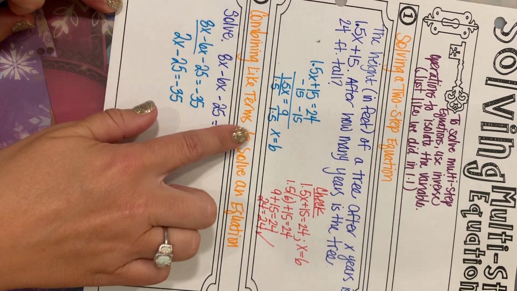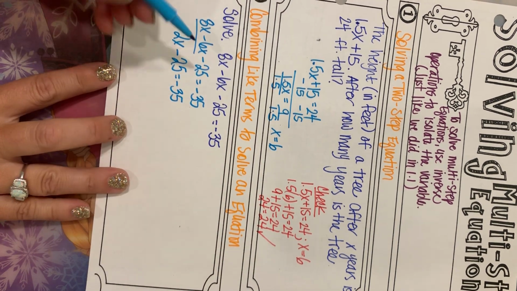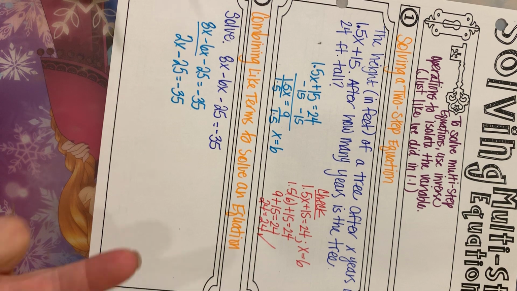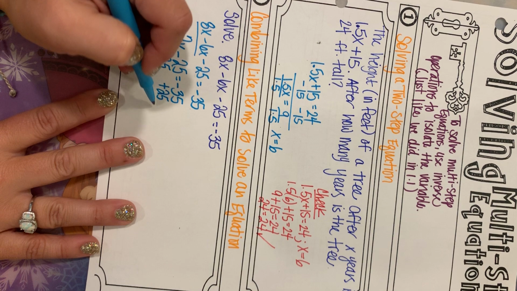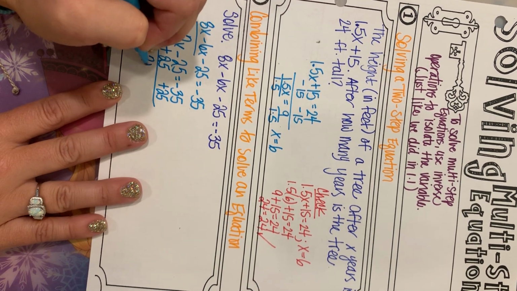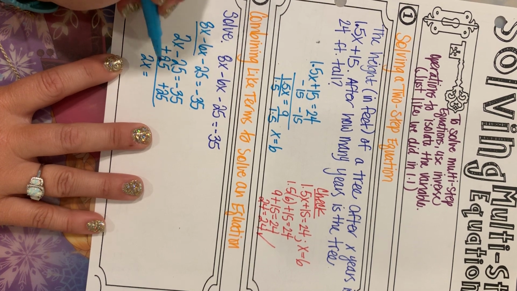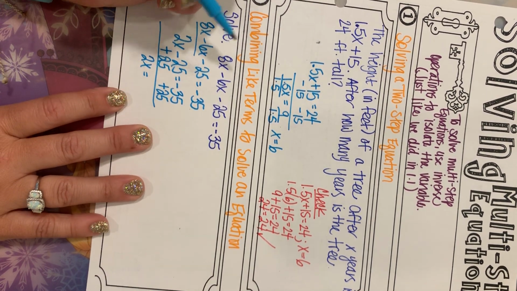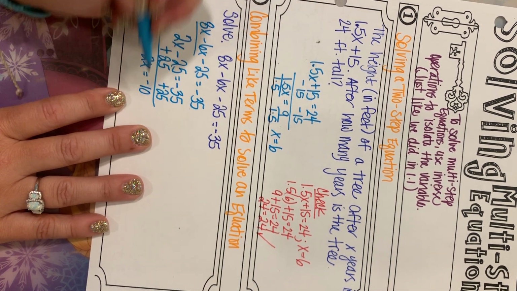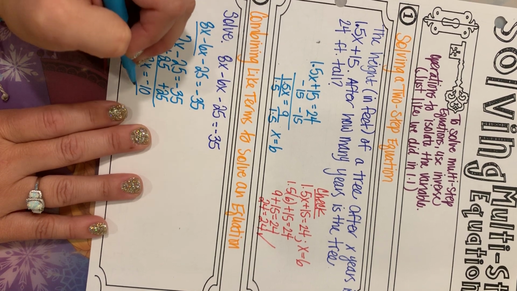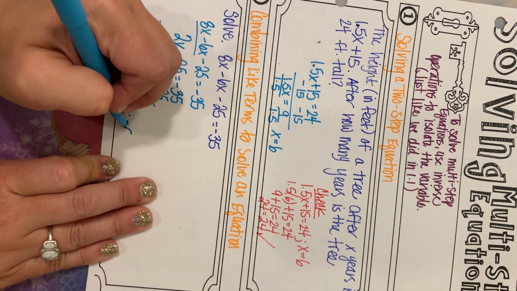Now it looks more like what we did in example 1. So again, I'm going to add or subtract first. They give me subtraction, so the inverse is addition. So I'm going to add 25 to both sides. That's going to leave me with 2x, because your negative 25 and your positive 25 are going to cancel. And then negative 35 plus positive 25 is going to give me a negative 10. Now I have to show that I'm dividing both sides by 2. And I'm going to get x is equal to negative 5.